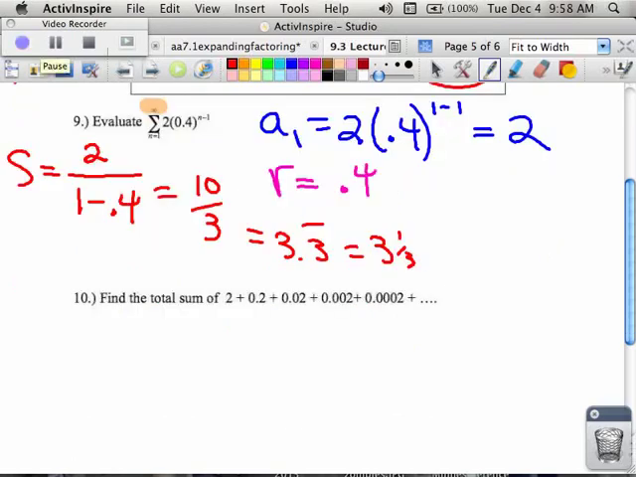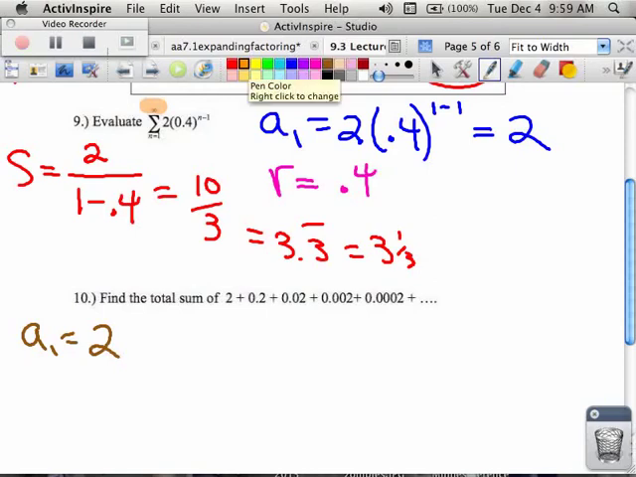In number 10, one of the things that we noticed that's different about number 10 is instead of writing it in a sigma format, they write it in a summation format with pluses in between. Is this an infinite series? Yes. How do you know? Because of the dots. Dot, dot, dot. So I know I'm going to use this formula again. I need two things. I need my a sub 1, and in this case, my a sub 1 is equal to 2. It's the very first number.